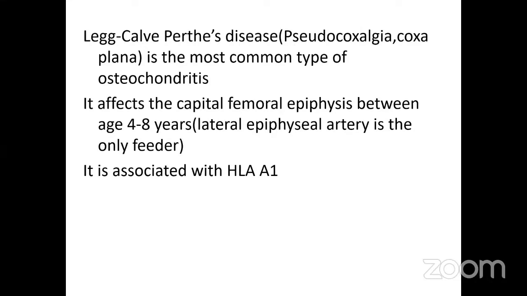It is otherwise called pseudocoxalgia. Algia means pain, but even though we call it limping, it's actually a painless limp, so it's called pseudocoxalgia. And coxa plana: coxa means hip joint, and plana means flat. The head may be flat, the architecture of the head may be lost. It may be mushroom shaped, it may be coxa magna, it can even be irregular, so it can be called coxa irregularis. Whenever you hear the terms coxa plana, coxa magna, coxa irregularis, it often refers to Perthes disease.